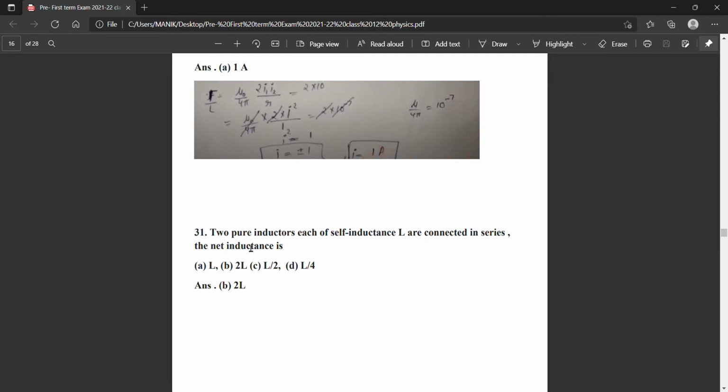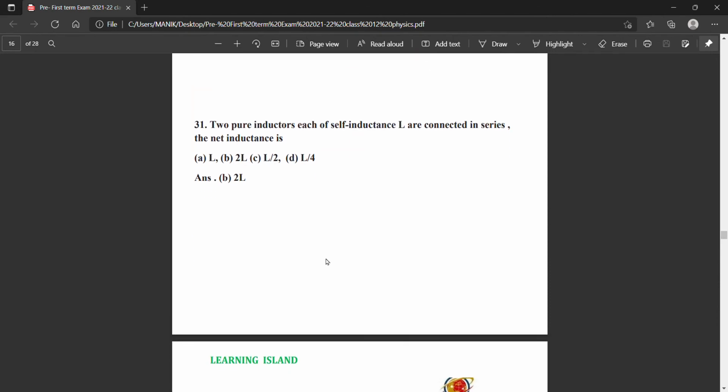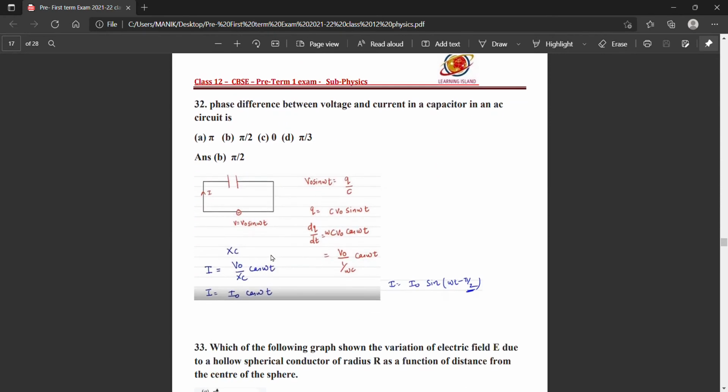Question number 31. Two pure inductors, each of self-inductance L, are connected in series. The net inductance is, here you know, if we add inductors in series, then the equivalent inductance will be the summation of those inductances. So it will be 2L. Answer is B. Question number 32. Phase difference between voltage and current in a capacitor in an AC circuit is, here the answer is pi by 2, option B.